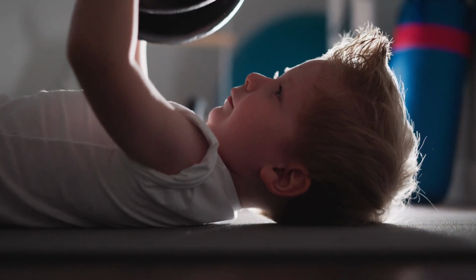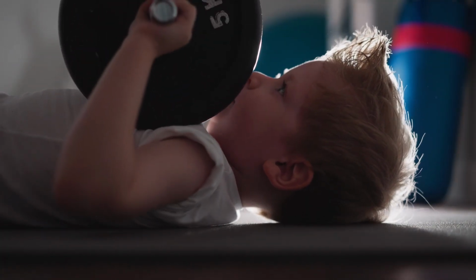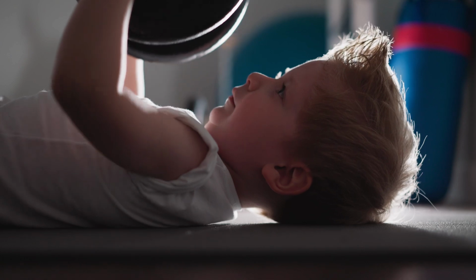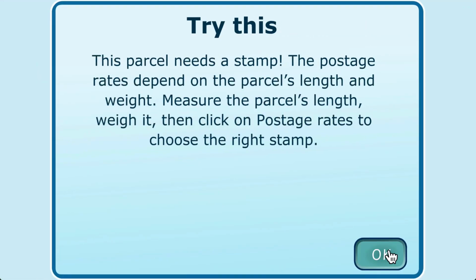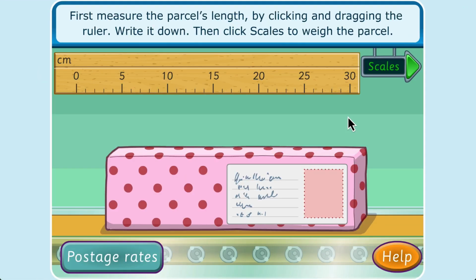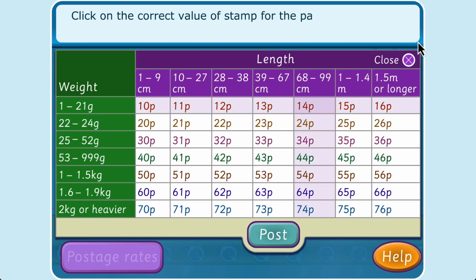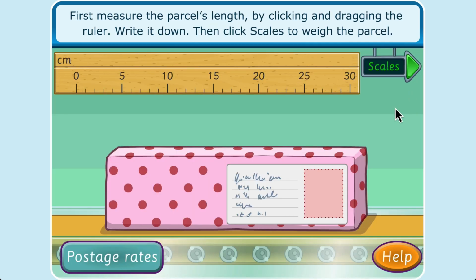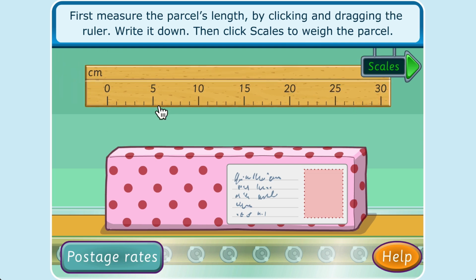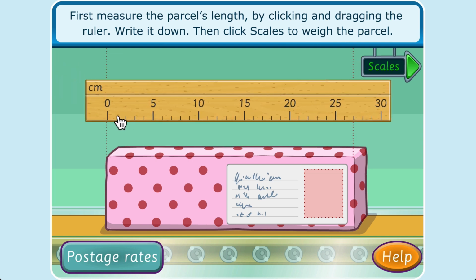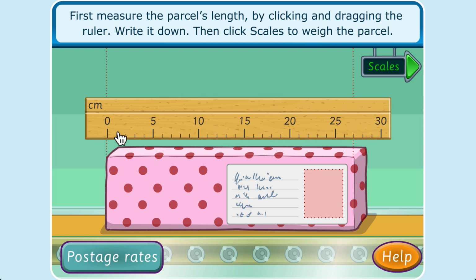Now let's practice with this fun game to learn more about measuring length and mass. Here we have this parcel. We need to measure the length, then we will measure the mass. After that, we will go to the postage rates to put the right stamp. So, first, to measure the length, you need to use the ruler. You must place the 0 at the beginning of the parcel.